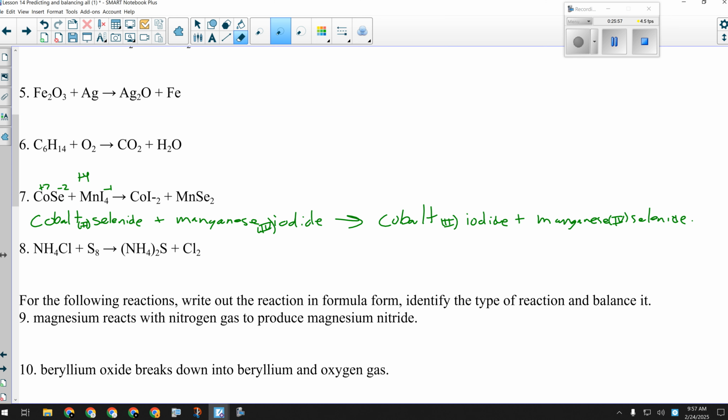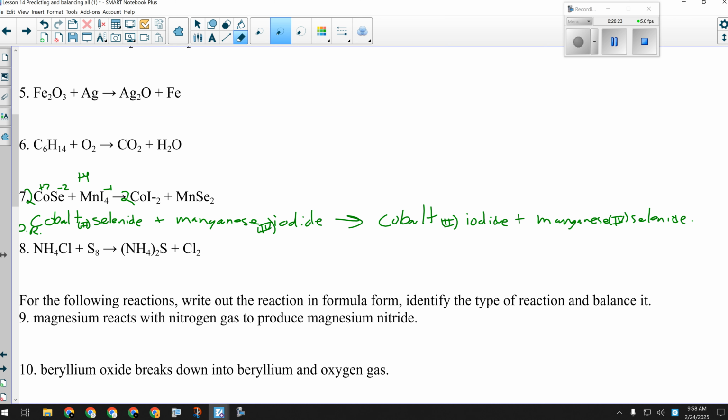It is a double replacement reaction, because it's an ionic compound, everything's ionic, and then we have to balance it. 4 is our biggest number here, so I'm going to put a 2 in front of that to balance the iodines. Then I'll need to put a 2 in front of this to balance the cobalts. That's going to make my selenium work, and there's 1 manganese on both sides. So that's how it should be balanced.